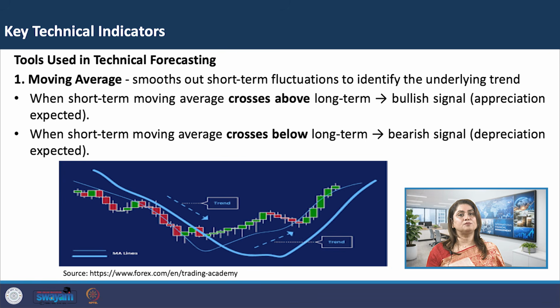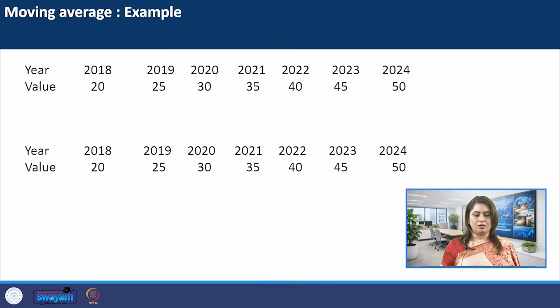When it crosses below, it generally shows a bearish crossover, signaling depreciation momentum. Now, let us understand how moving averages are calculated. Now, we can have a 3-day moving average or 5-day, 15 days, 1 month moving average and so on.